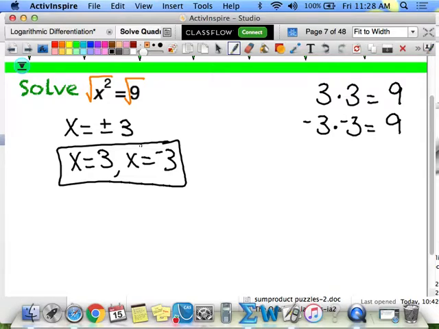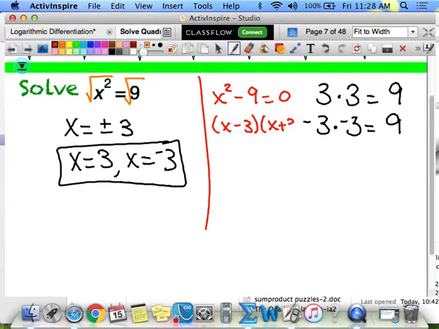Okay? Now, we could have factored that using difference of squares if you wanted to. You've got choices. I could bring the 9 over to the left-hand side by subtracting 9 from both sides and get x squared minus 9 equals 0. Would it be okay to do that? And that's the difference of squares. x minus 3, x plus 3 equals 0.